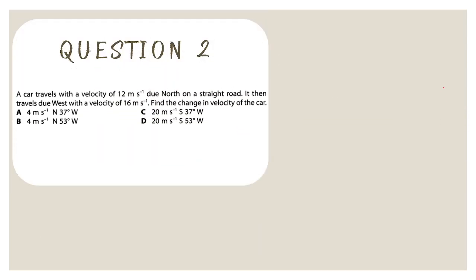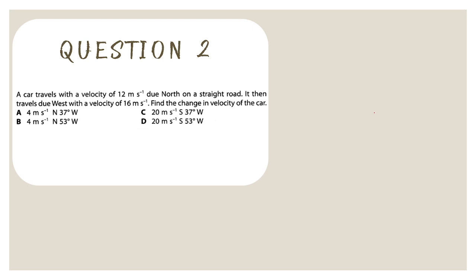Next, question number 2. A car travels with a velocity of 12 meters per second due north on a straight road, then travels to the west with a velocity of 16 meters per second. Find the change in the velocity of the car.